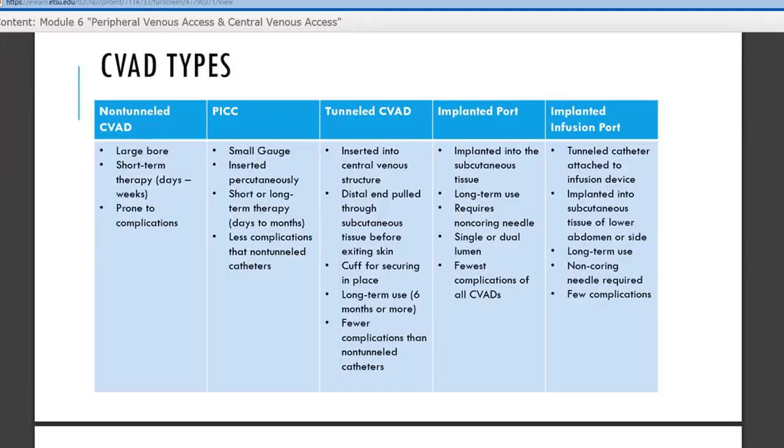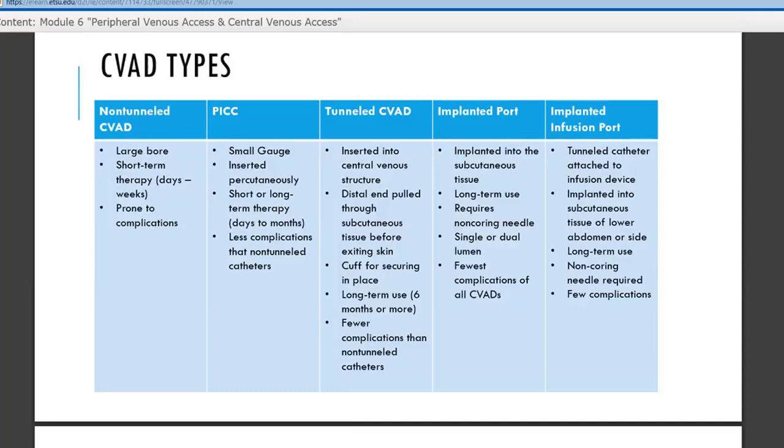Tunneled CVADs, these are inserted into the central venous structure just like the others. The distal end is pulled through the subcutaneous tissue before exiting the skin, and then cut off before securing in place. Again, these are long-term catheters. There are fewer complications than the non-tunneled because, again, these are covered by the tissue, therefore limiting the exposure to the environment and decreasing the risk for infection and complications.